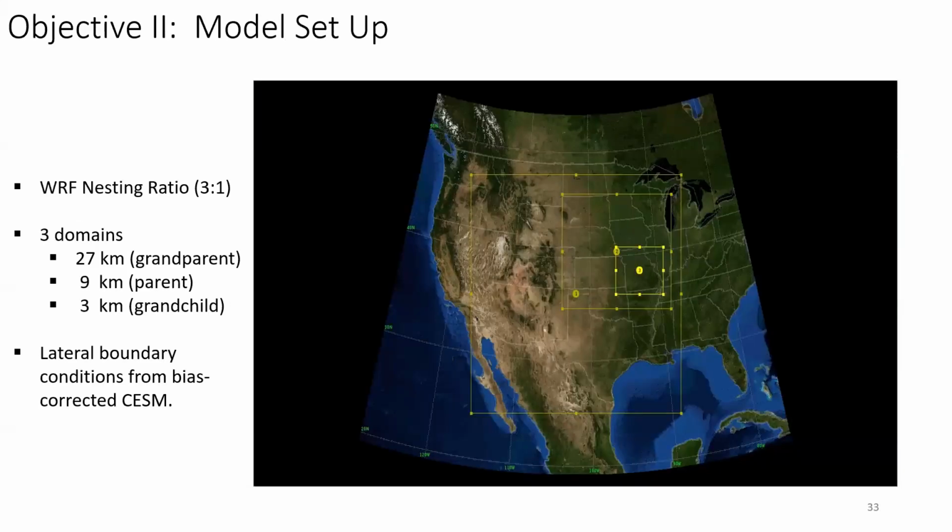Now, the next slide shows what my model setup will look like. The larger domain will have a grid spacing of 27 kilometers, covering pretty much the entire river basin. Then we'll have a smaller domain nested inside of that at 9 kilometers. And then we'll have something centered over Missouri, roughly at 3 kilometer grid spacing. And the driving conditions for the model simulation will come from the bias-corrected Community Earth System Model.